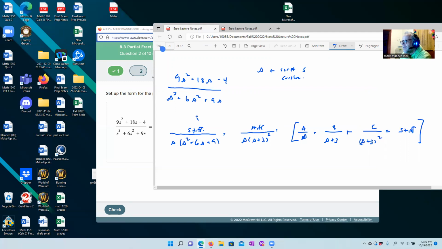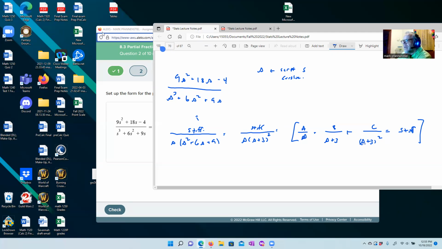Okay, so don't be fooled by the repeated root. I know it looks like it's going to be a quadratic, and it is, but it's not an irreducible quadratic. We can factor it into two pieces. So it still stays like this is on the bottom. This looks like s plus 3. It's still a linear term on the bottom. It's just squared. So the corresponding piece on the top is just a constant. Okay, so that's how we set that up.